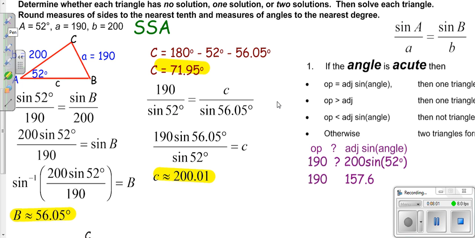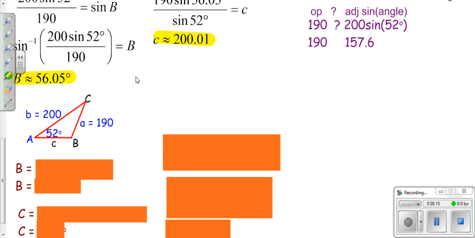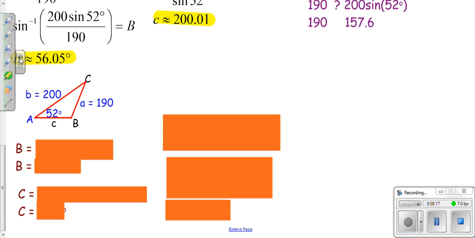Well, what do you do for that second triangle? This is what the first triangle looked like, because all the angles were acute, meaning less than 90. In a two triangle situation, you're going to have an acute triangle like this, and then you're going to have an obtuse triangle.